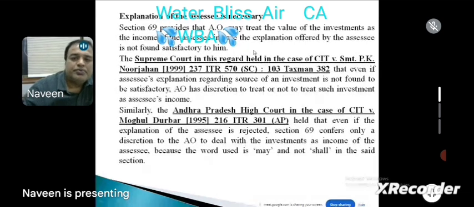Now, the Supreme Court has held in the case of P.K. Noorjahan that even if the assessee's explanation regarding the source of an investment is not found to be satisfactory, the AO has the discretion to treat or not to treat such investment as the assessee's income. Okay? Similarly, the Andhra Pradesh High Court held in Mughal Darbar's case that even if the explanation of the assessee is rejected, Section 69 confers only a discretion on the AO to deal with the investments as income of the assessee, because the word used is "may" and not "shall" in the said section. May treat the value of investments as income in case the explanation offered by the assessee is not found satisfactory.